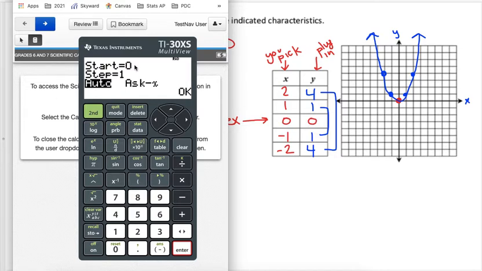I'll show you on the next one that we change this number based on where our axis is. So this says, okay, we can start and step by ones and it will auto-generate it for us, or we can start at 0, step by 1, and I could actually say, just ask me what x's I want. Either way would be fine here. I'll show you both ways. So I hit OK, and notice that it gives me 0, 0, it gives me 1, 1, and it gives me 2, 4. If I go to -1, it gives me an output of 1, -2 gives me an output of 4. It will generate that table for you. So it'll help you make this faster.